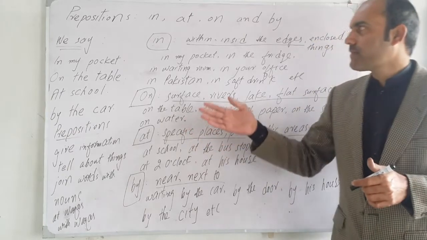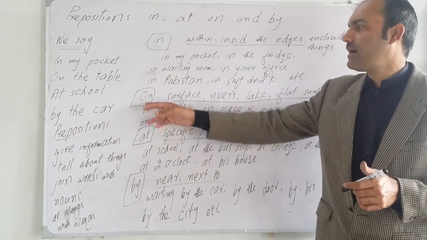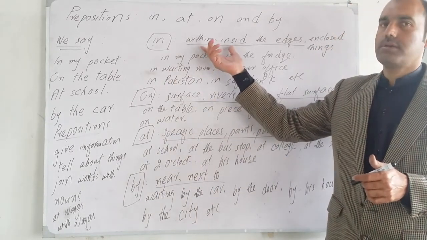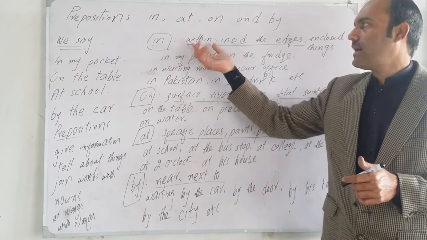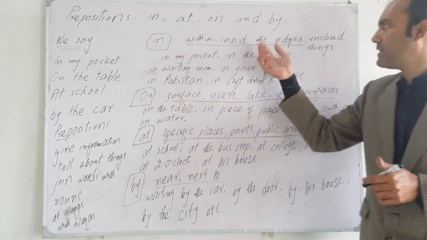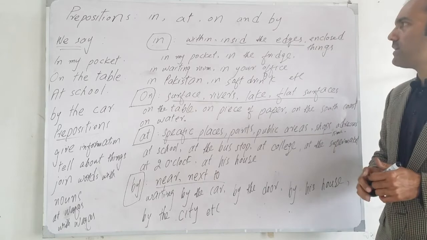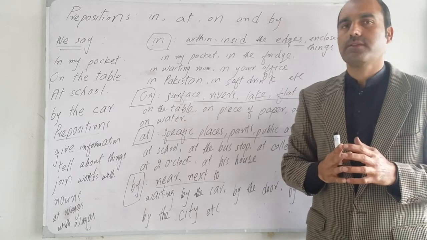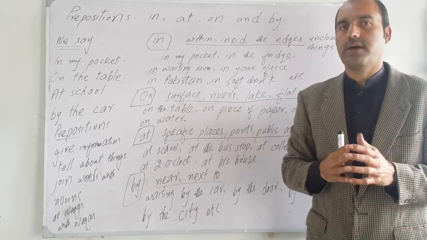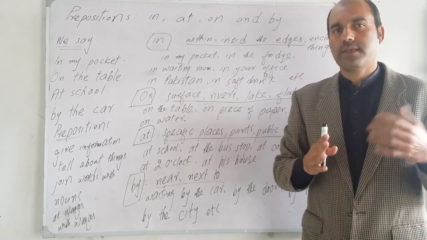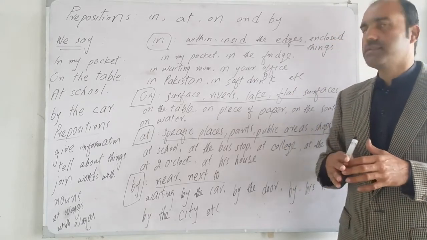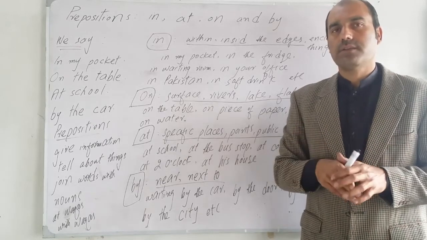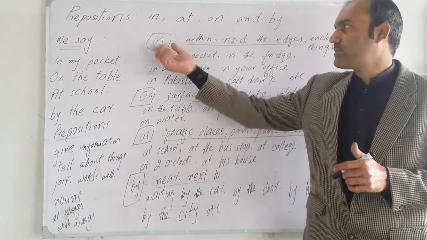Here you may see I have written in, on, at, and by. And in front of this you may see I have written within, inside, the edges, enclosed things. So it means the preposition in is used when you have enclosed things, or something is inside another, or when you have edges of things. For all these you can use this preposition.